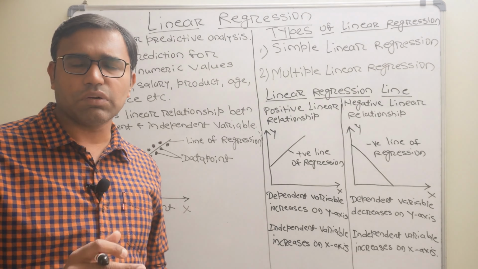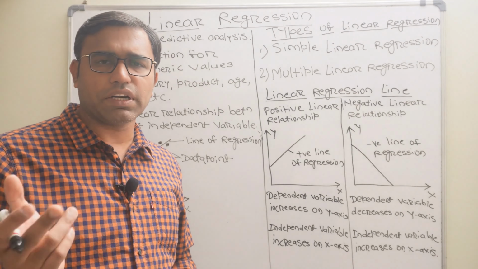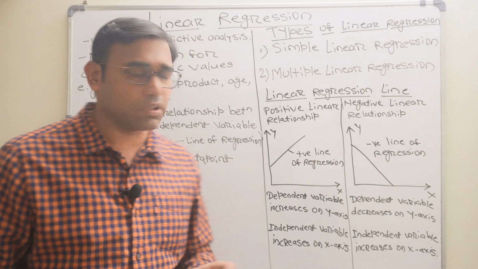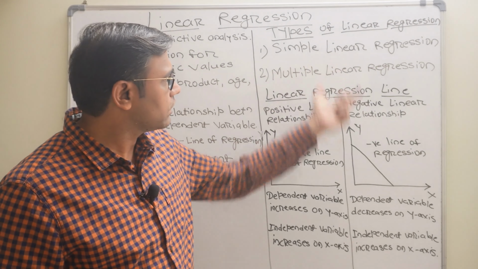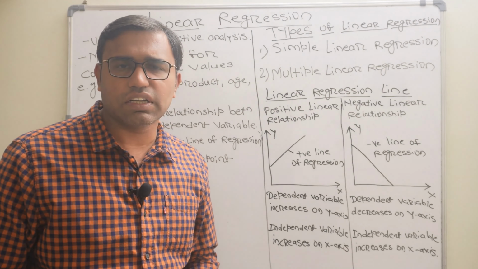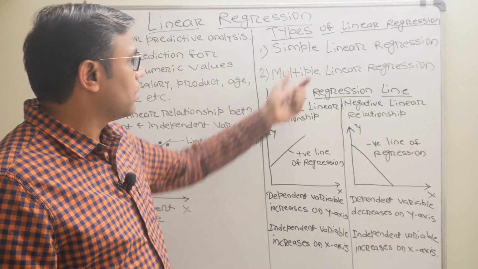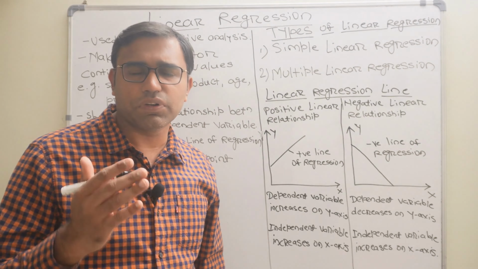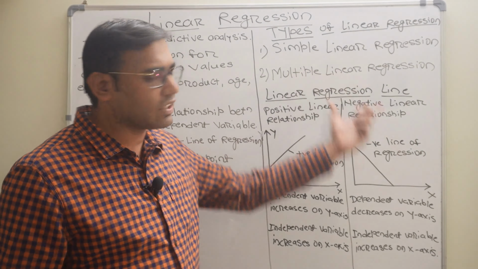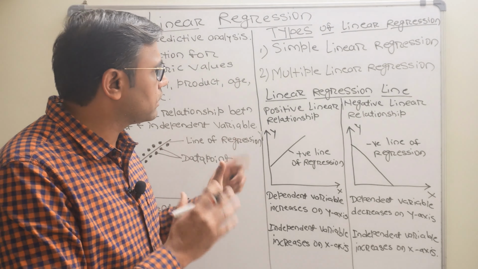So I do hope you understand why the name is linear, and it means there is a linear relationship between dependent and independent variable, and regression is used to find the relationship between dependent and independent variable. Now there are two types of linear regression: simple linear regression and multiple linear regression. If the value of the dependent variable is calculated from one single independent variable, then it is simple linear regression. And if the value of the dependent variable is calculated from multiple independent variables, then it is called multiple linear regression. So this is the difference between simple linear regression and multiple linear regression.